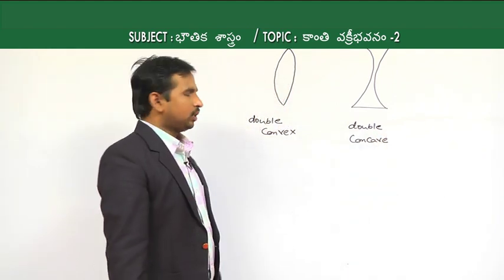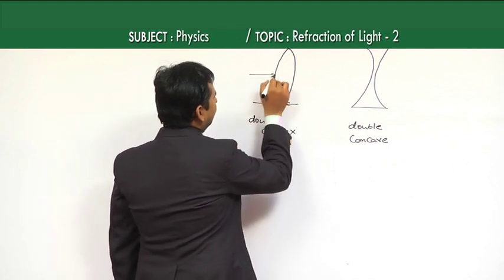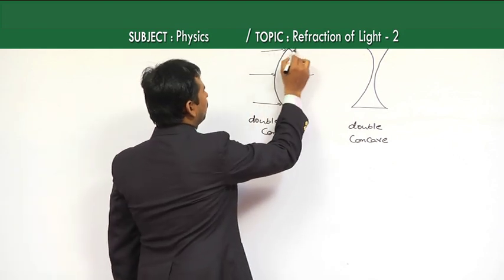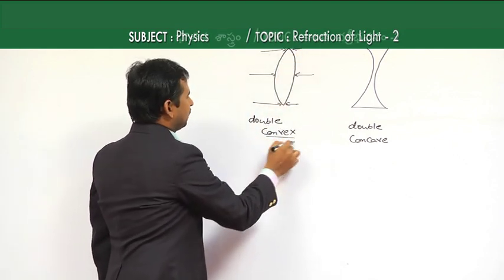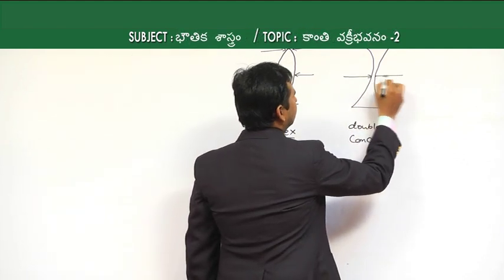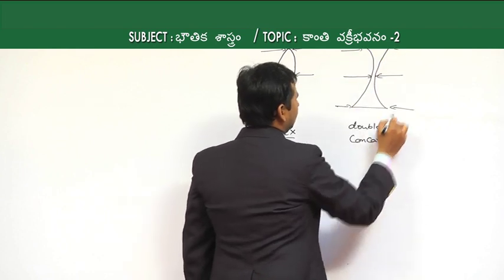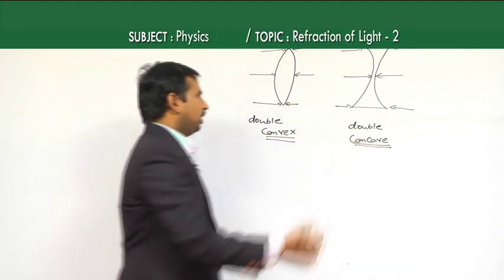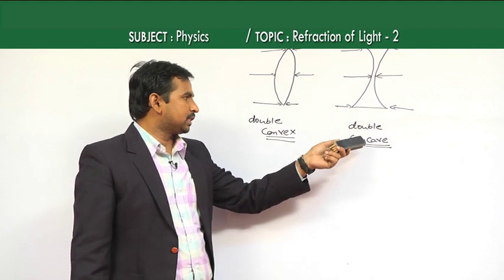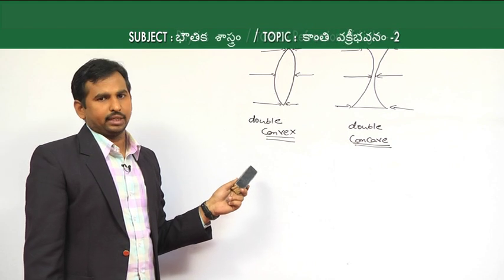Okay. As I said before, always if the edges are thin and in the middle you have more thickness, these types of lens we call convex lens. Whenever you have less thickness in the middle and more thickness at the edge, these types of lens we call concave. As we have the concave nature on both sides, that is why it is called a double concave, and this is called double convex.